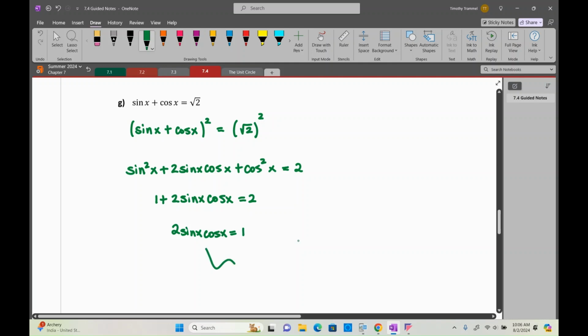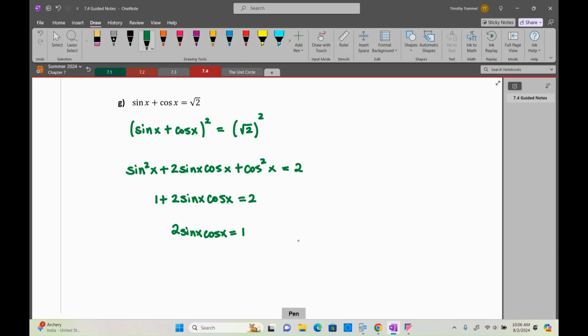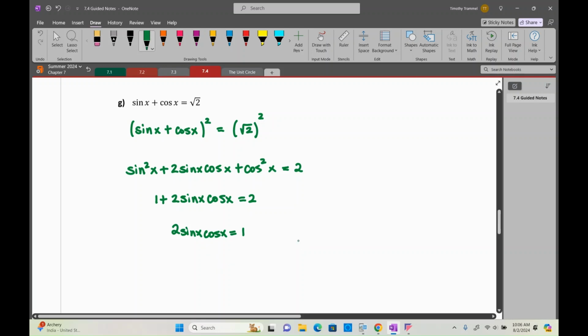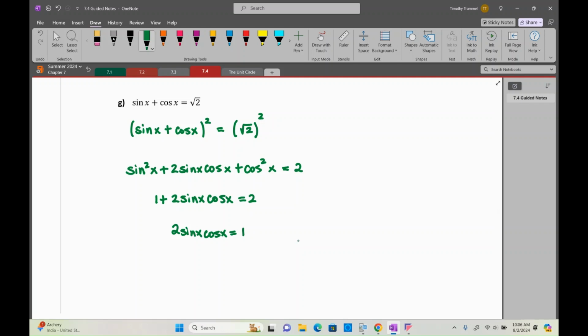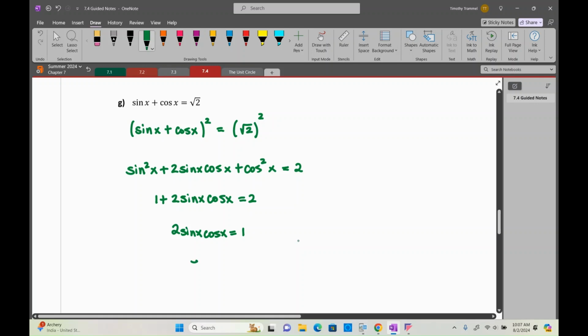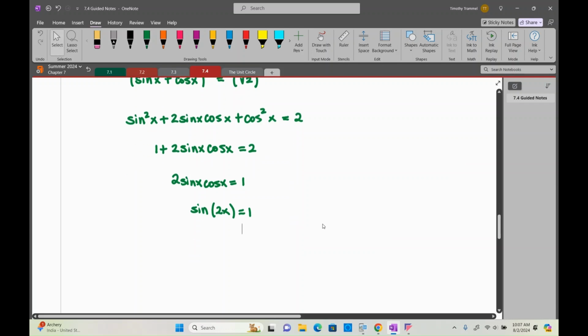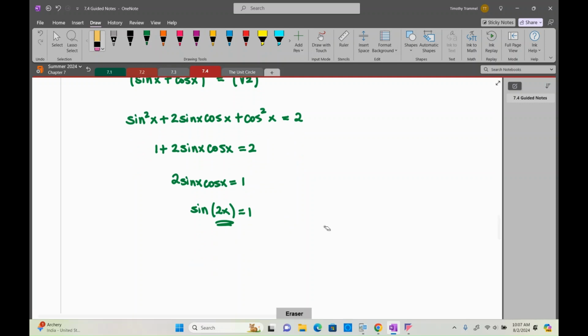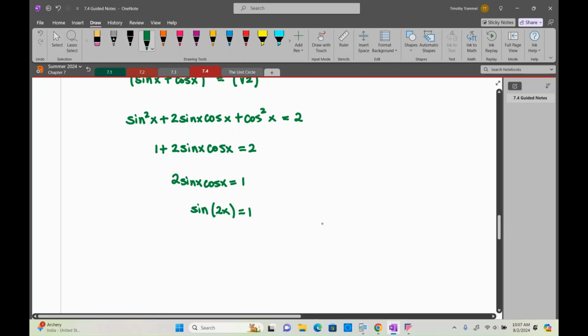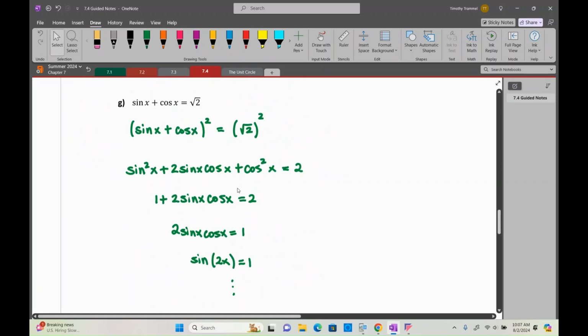Okay. And now we're still kind of stuck. We still have two trig functions. Well, it ends up that there is an identity that's really helpful here. 2 sine x cosine x, well, that's just equal to sine of 2x. And this is equal to 1. So you can see the angle I have in here, though, is no longer just x. So for now, I'm just going to say dot, dot, dot, and we will figure out how to solve that the rest of the way through in 7.5.